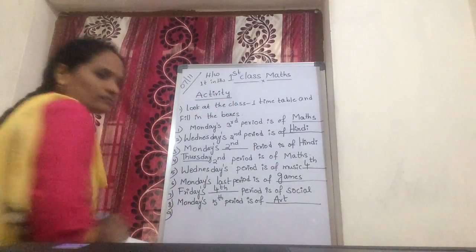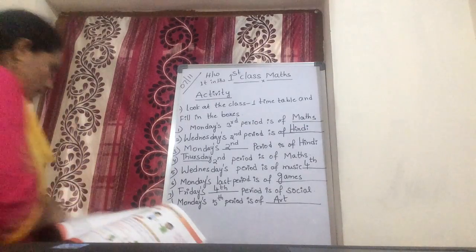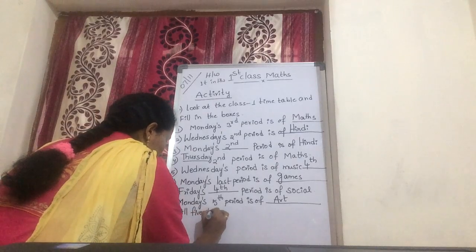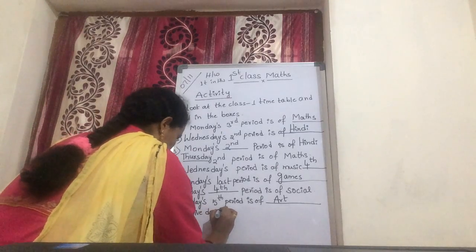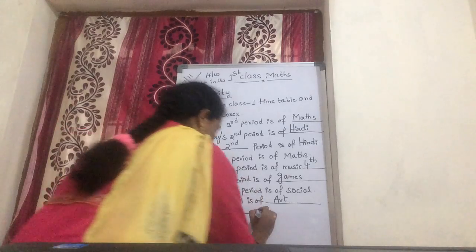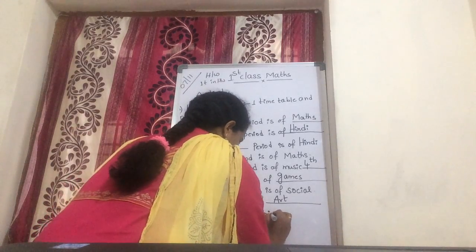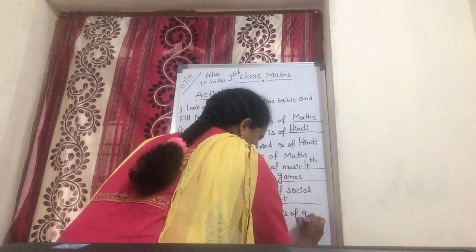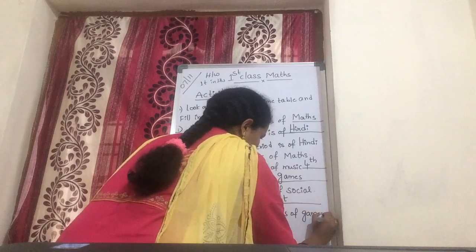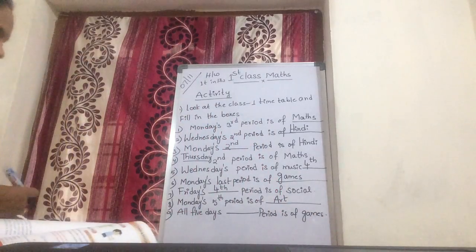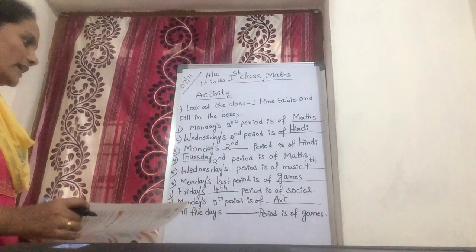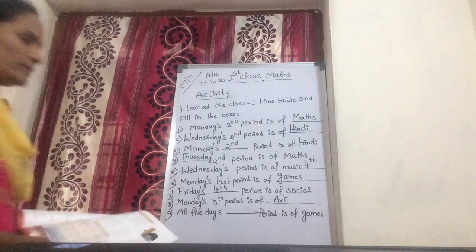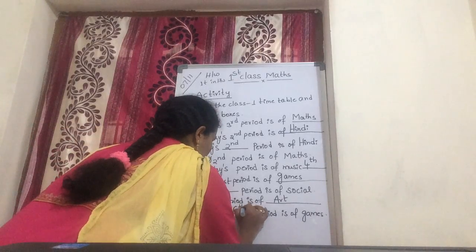Now the next one, the ninth one. Copy in your classwork. All 5 days dash period is of games. In which period? 6th period. Here write down 6th period.